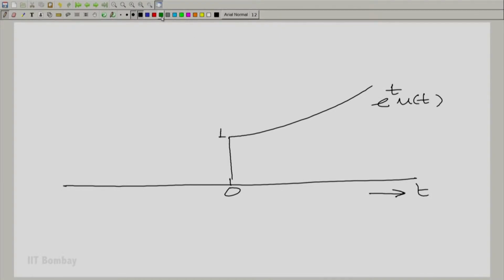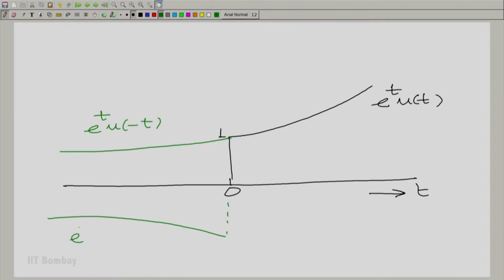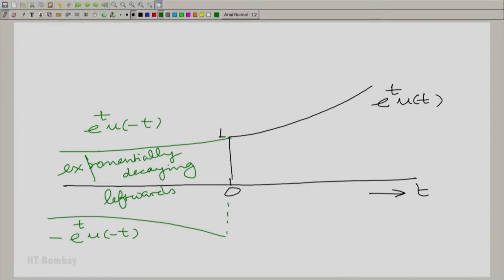And then you could have an exponential decay, but on the left side, and you get e raised to the power of t u minus t. And of course, you can visualize how e raised to the power t u minus t, multiplied by minus 1, looks. That would look like this. So, these are exponentially decaying, but leftwards, and this is exponentially growing rightwards.